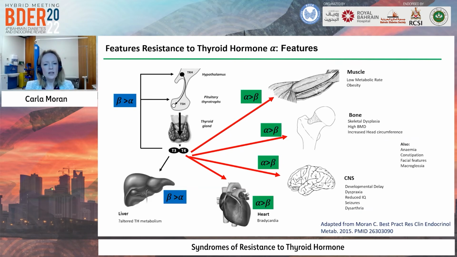This is a summary of the features of RTH alpha. So in contrast to RTH beta, the resistance is in the alpha expressing tissues. These patients can have a low metabolic rate. They tend to be obese. Adults tend to have a high bone mineral density. CNS features I've mentioned. They can have a mild bradycardia. And the normal thyroid function tests probably reflect the fact that the beta form is expressed in the HPT axis, and so thyroid signaling through the axis is not perturbed. Patients can also have an anemia, as I mentioned, and they may also have macroglossia.